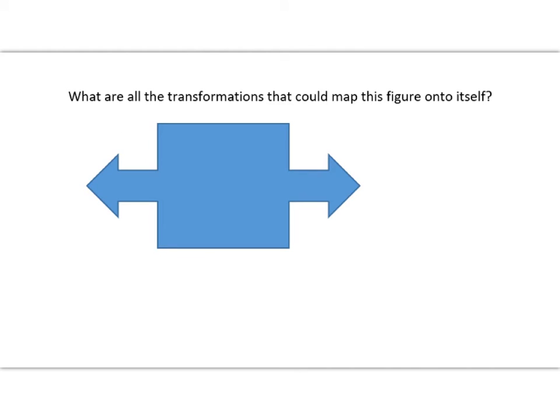Okay, what are all the transformations that can map this figure onto itself? Really what we're talking about here is symmetry. So what I could do, let's just say this is the midpoint of these sides. If I had this line here, that would be a line of symmetry. Let's just call it L. So I could reflect over L.